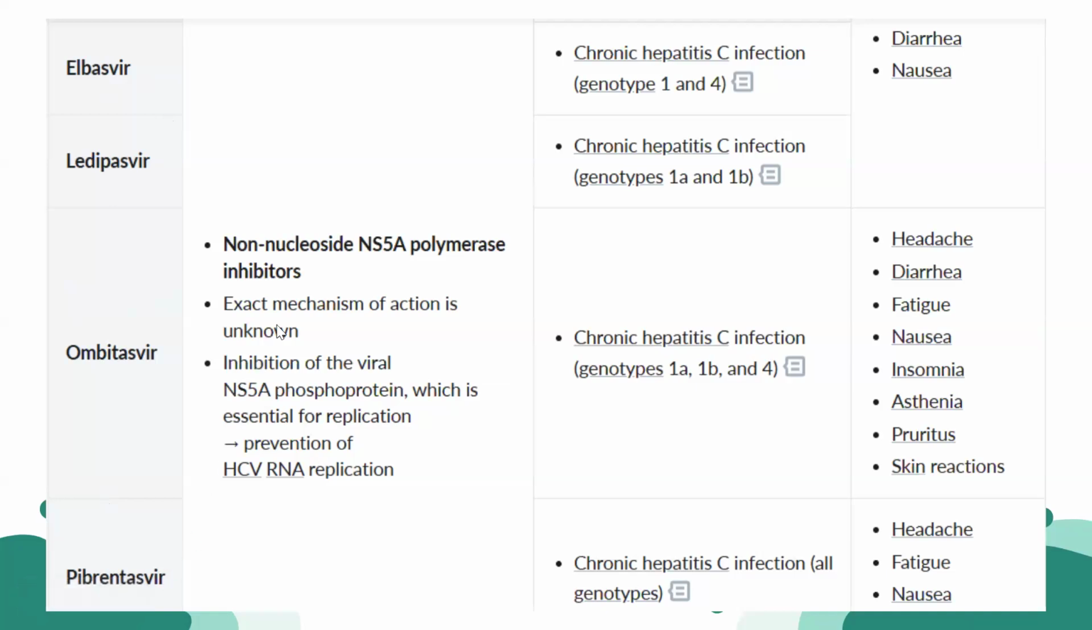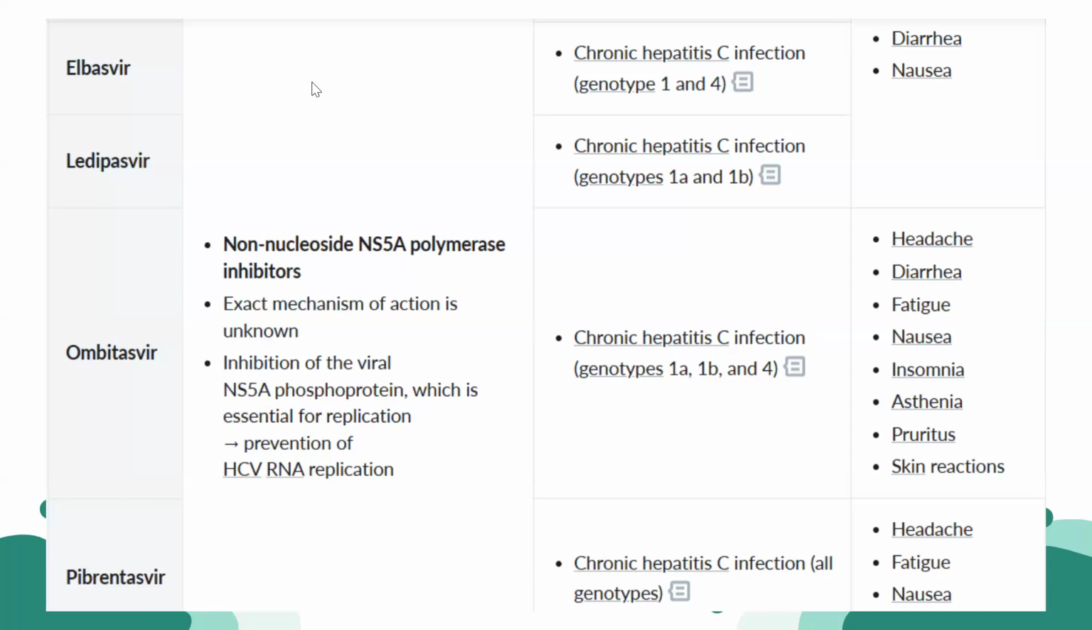They say that the exact mechanism of action is not really known. We sort of do have a brief idea of how it works. It sort of works on the membranous web, a component that helps with the assembly of all of the different components of the virus itself. But how it helps exactly, that is unknown, yeah. What else? Prevention of replication, yeah.